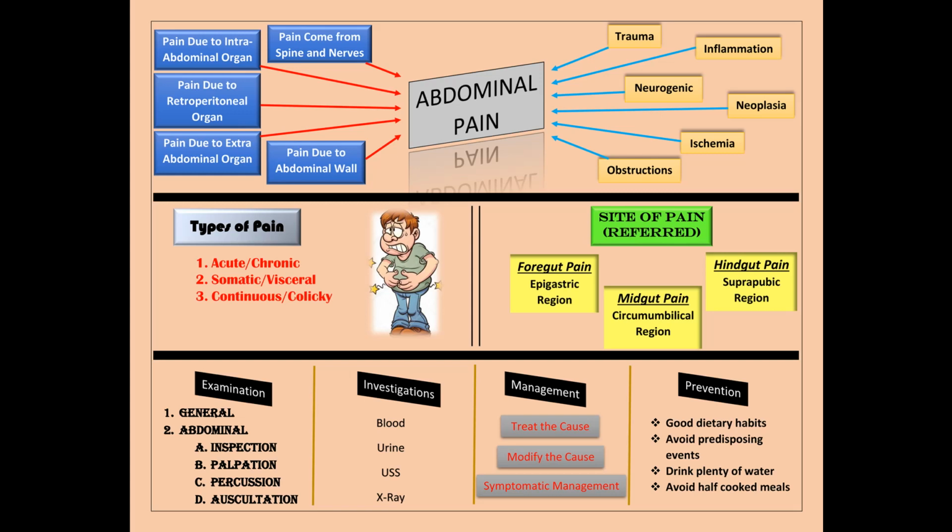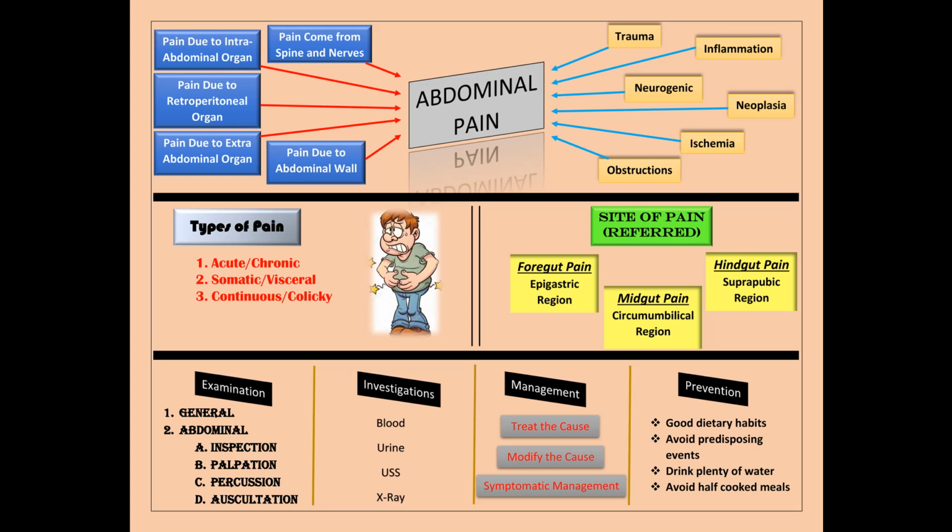And also, according to the causation, pain can be further categorized as neuropathic pain, nociceptive pain, and so on. In abdominal pain, the causes could be abdominal wall herniations, inflammation, trauma, and ischemic diseases, and pain coming from the spine and nerves, as in cutaneous nerve entrapment and in spinal cord tumors. Or it could be psychogenic pain, and also visceral pain due to intra-abdominal organs like in acute appendicitis, cholangitis, and inflammatory bowel diseases.